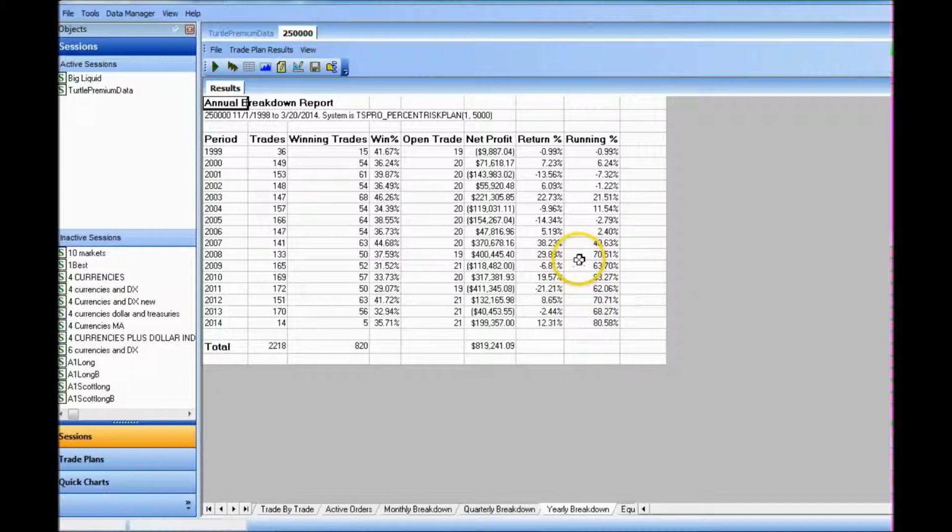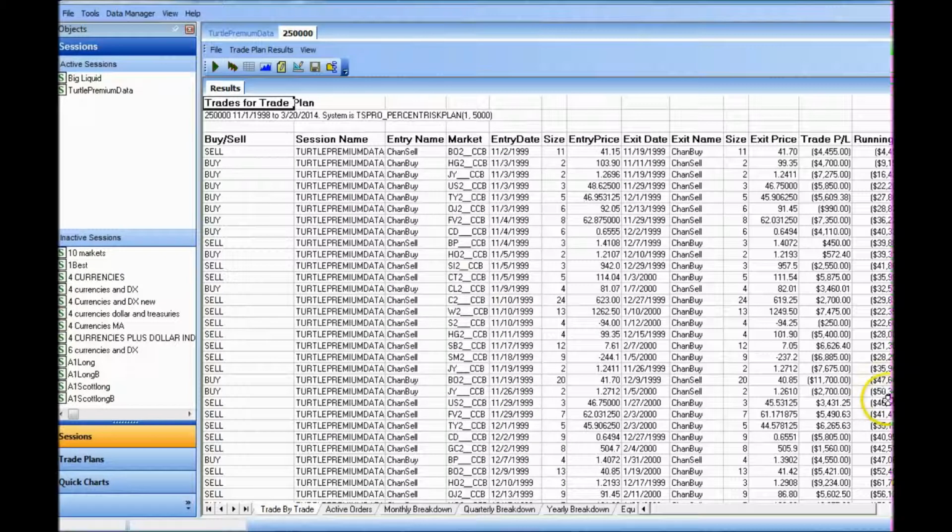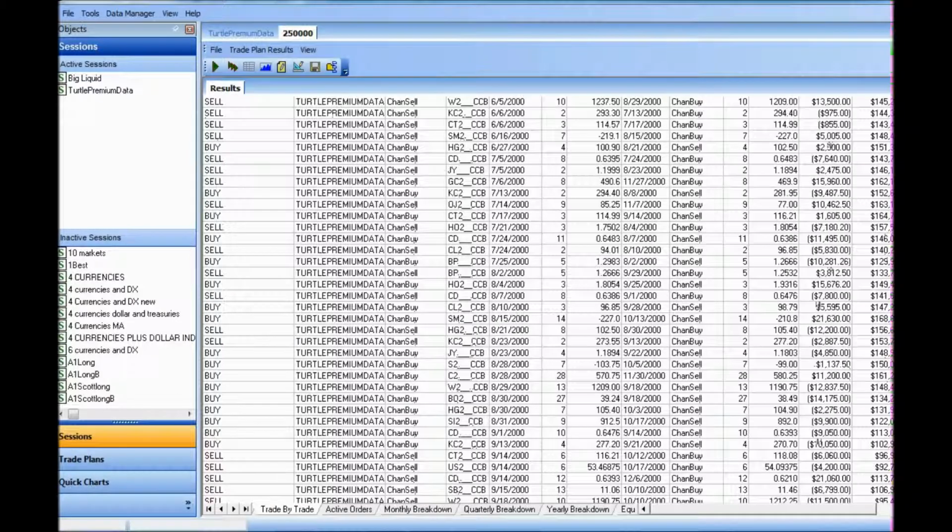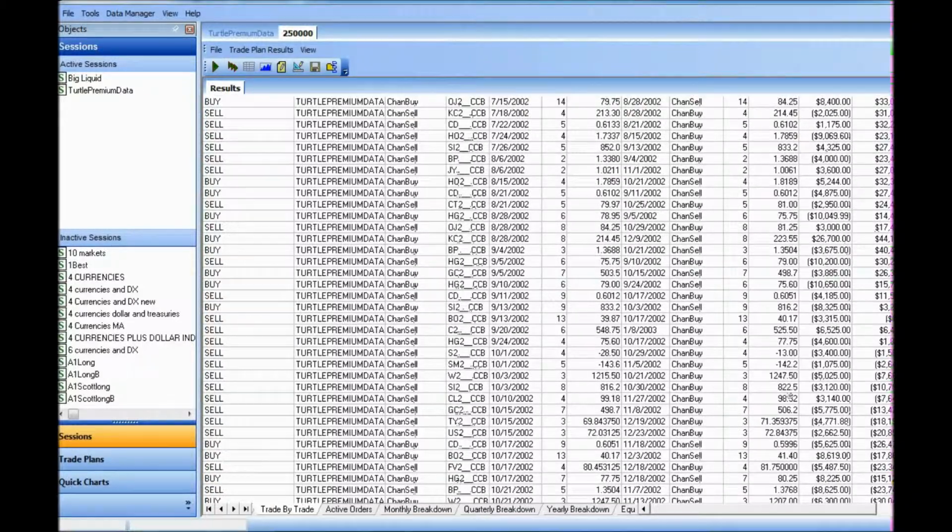So in 2008, we actually only make about 30% when we incorporate our money management algorithm. And the reason for that would be the volatility in 2008 was substantial. So if our account hasn't really grown that much, we're only going to be trading a couple contracts at a time in many of these markets.